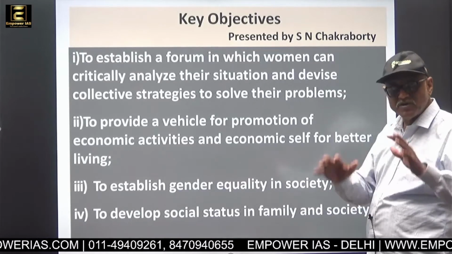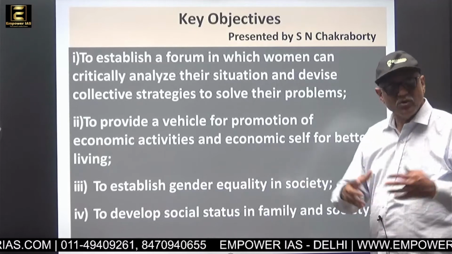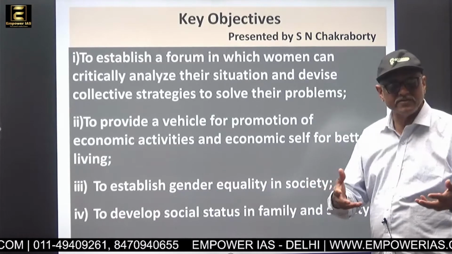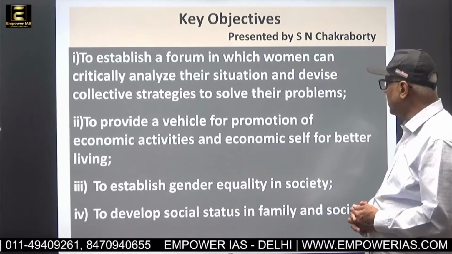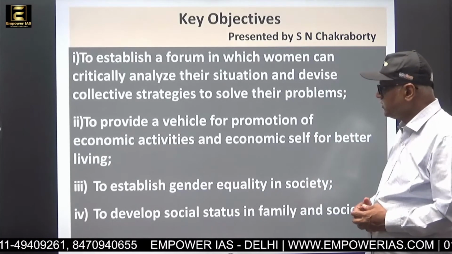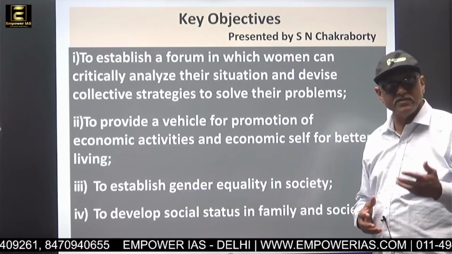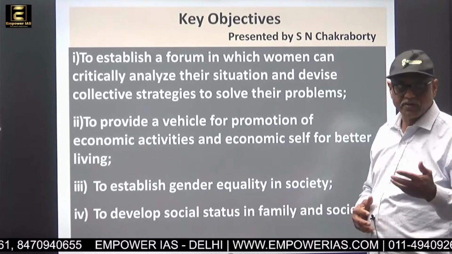Establish a forum, a platform in which women can critically analyze their situation. Women themselves will analyze and devise collective strategies. Not only will they analyze, but they will also find solutions to their problems. To provide a vehicle for promotion of economic activities. Basically, this is for economic activities and economic self-reliance for better living.